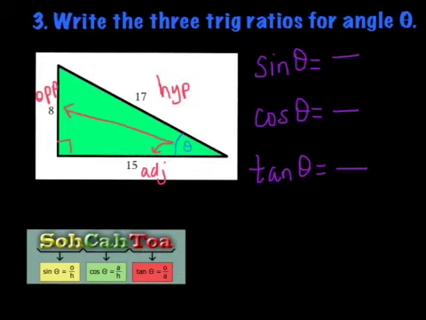So, sine is opposite over hypotenuse. So opposite is 8 and hypotenuse is 17. For cosine, it's adjacent, which is 15, over hypotenuse, 17. And tangent is opposite over adjacent. Those are our trig ratios.